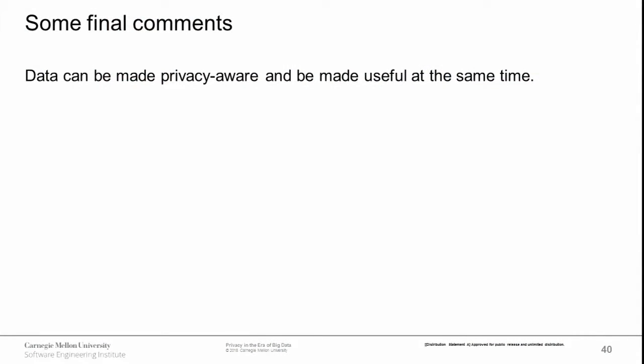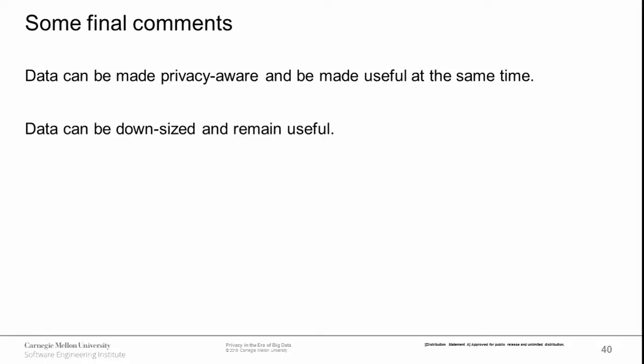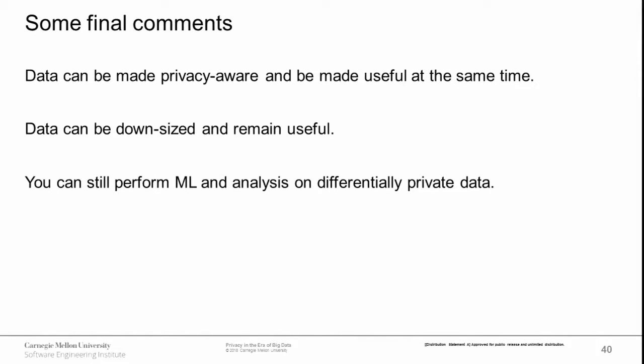So one of the points I want to make here is data can be made privacy aware and still be useful at the same time. We don't have to choose one or the other. We do have to be careful about having both, but we can have both. We can downsize data, take a subset, and it can remain useful. And you can still perform ML and analysis on the differentially private data. In fact, given what I just said about some of the ML algorithms and neural networks preserving information you didn't really want them to preserve, it's probably better to go ahead and privatize the data before you run the neural network.